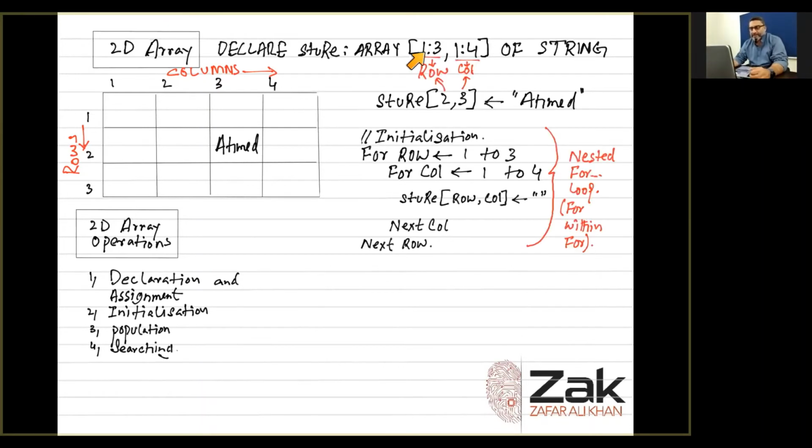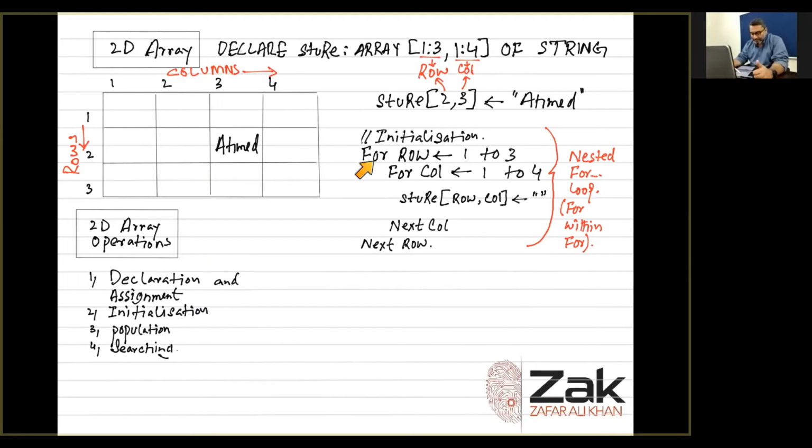Now, as I told you, this is row, this is column. How do we initialize the array? Now we cannot use a single for next. We have to use two for next, which is nested. Nested for next means for within for. So first we have to tell it to go from row 1 to 3, and in every row, every column will be initialized.